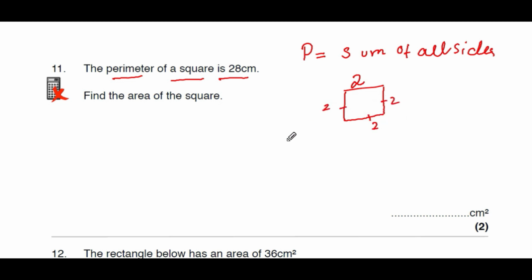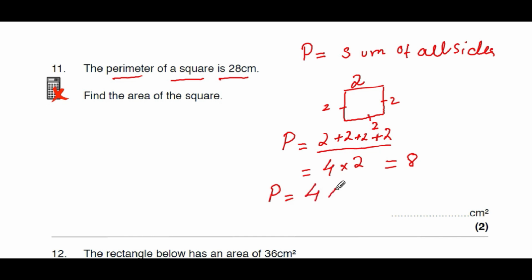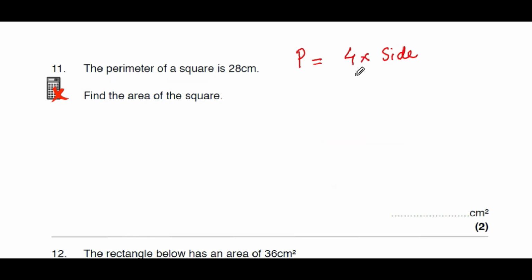Right, so what will be the perimeter? Perimeter is 2 plus 2 plus 2 plus 2. So how can you write it? 4 times 2, right? That is 8. It means that if you multiply the side of a square by 4, you will get the perimeter. S means side. So perimeter is equal to 4 times the side of a square, right?